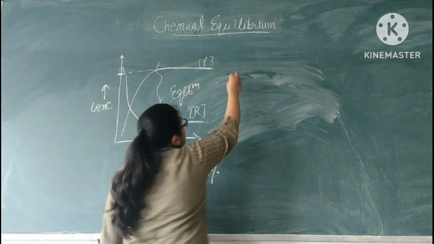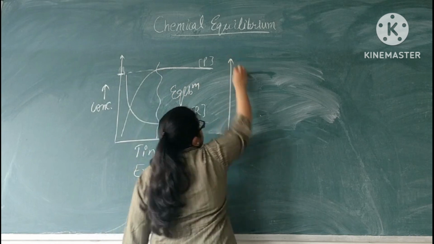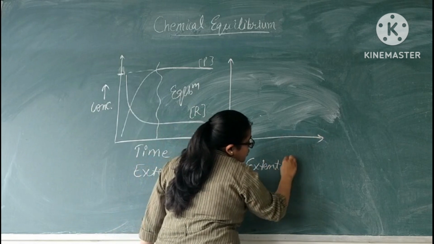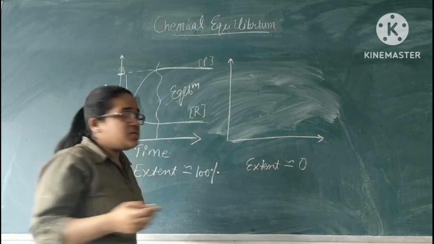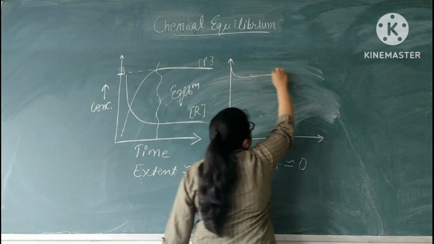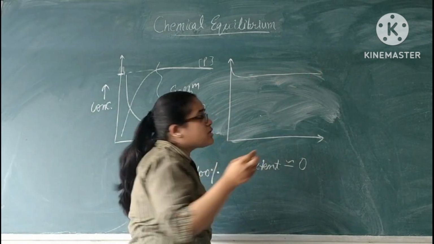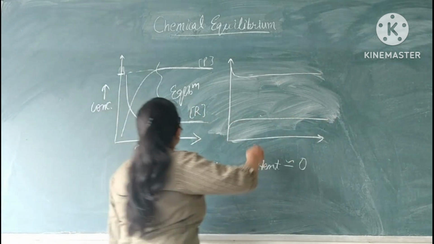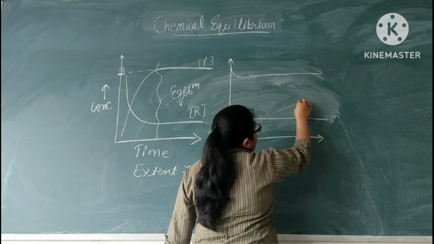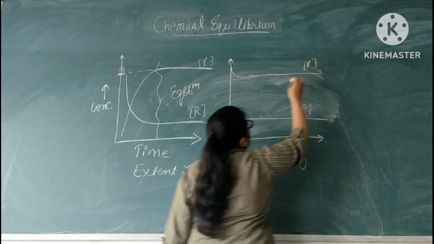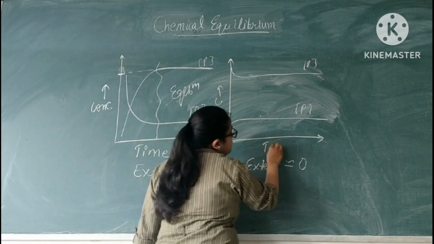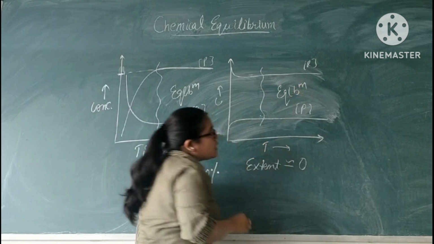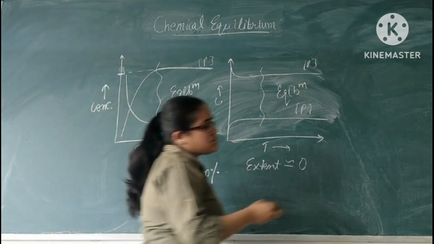And the next case is if the extent of the reaction is nearly equal to 0. That means a negligible amount of reactant is getting converted into product, and a negligible amount of product formation is happening. So here in this graph, this is the equilibrium state.